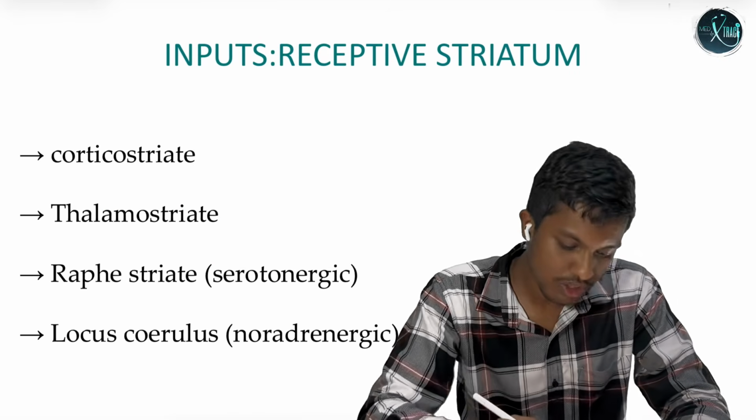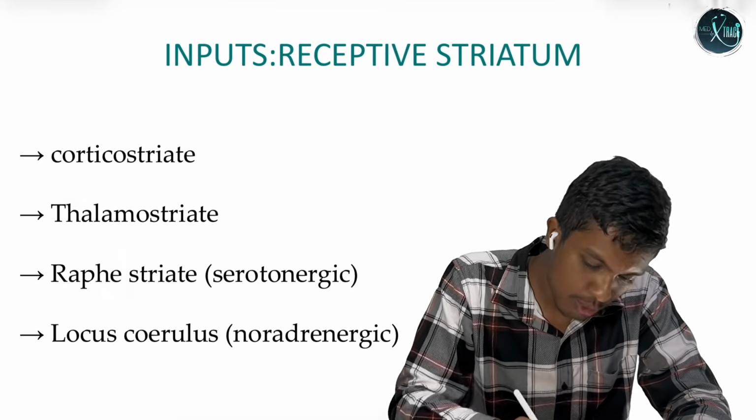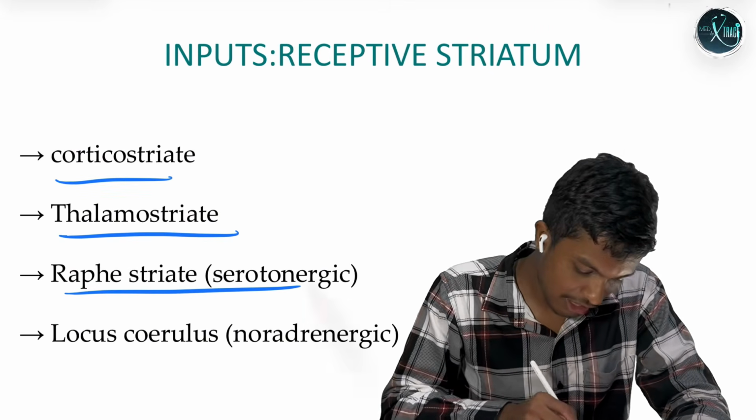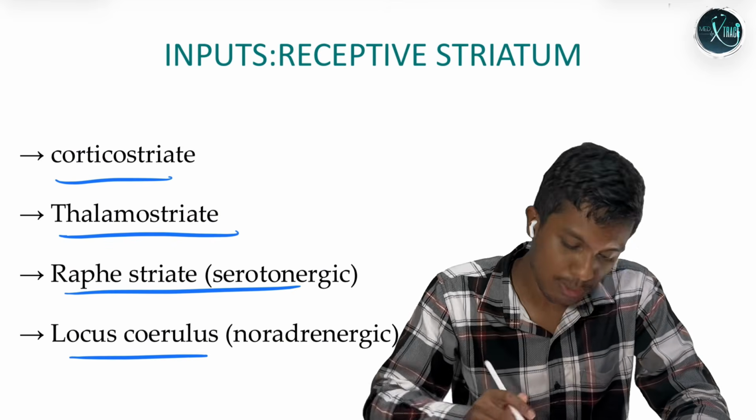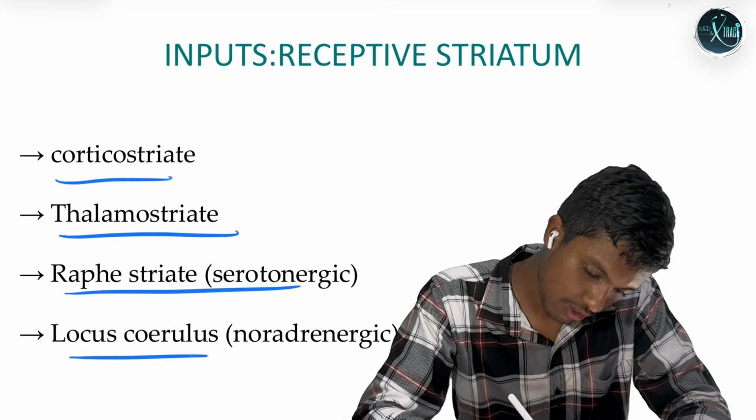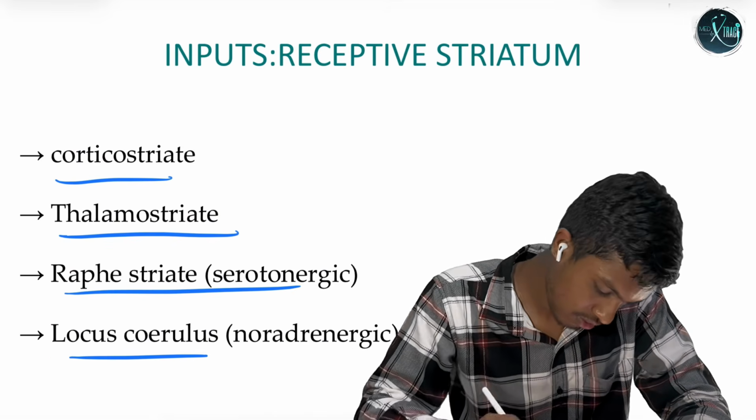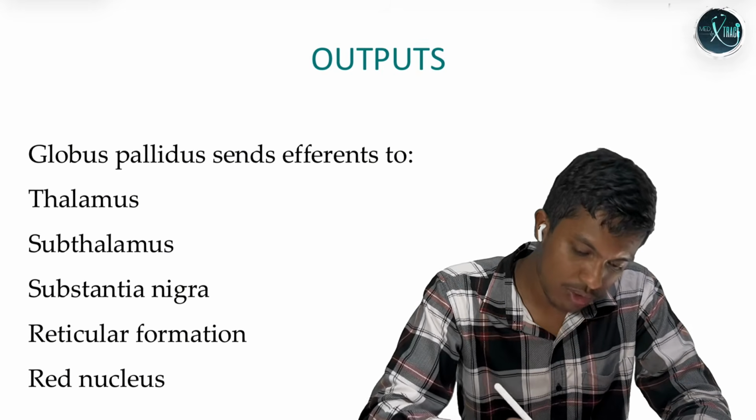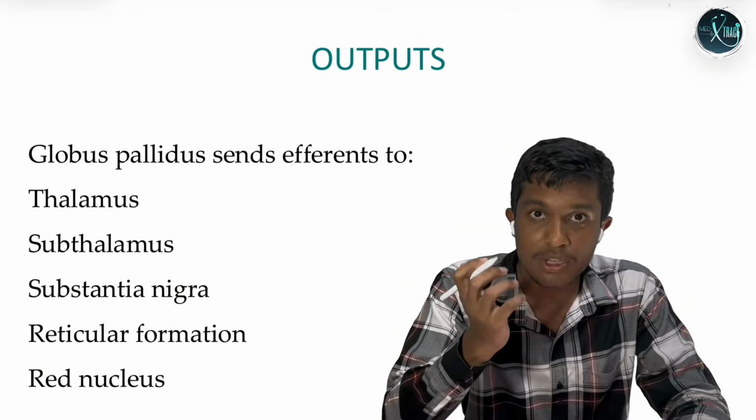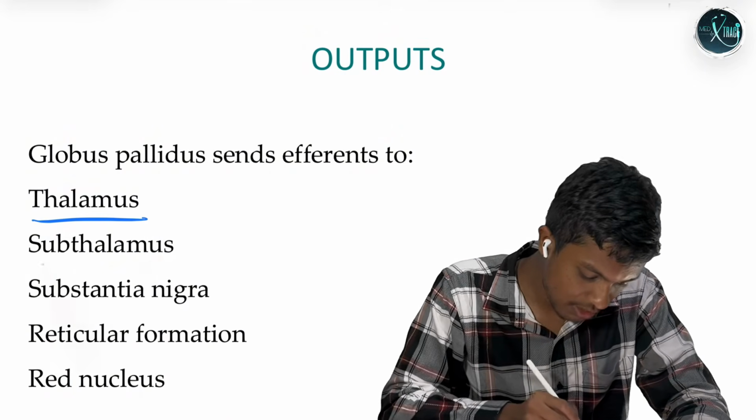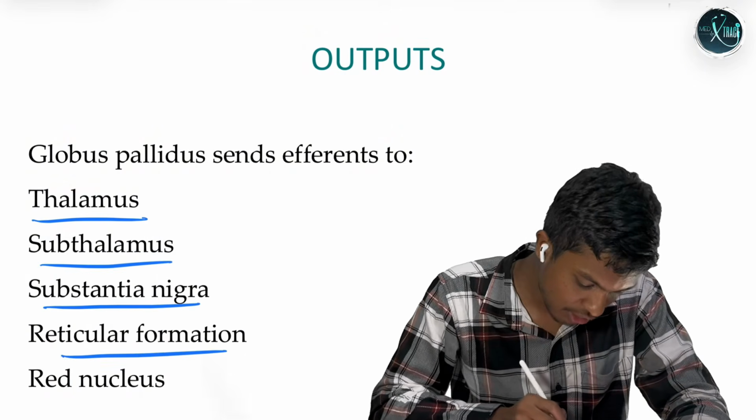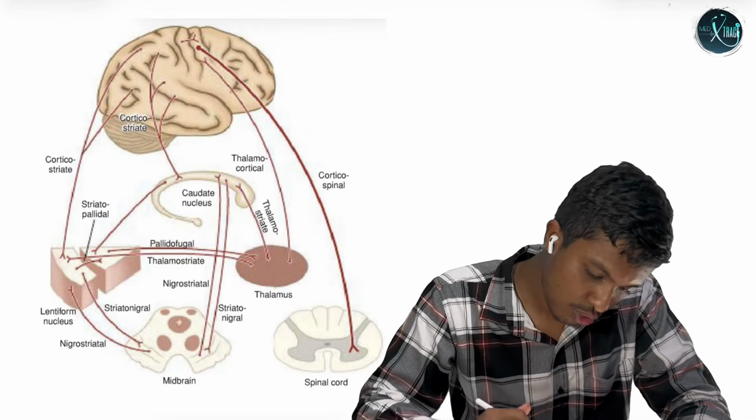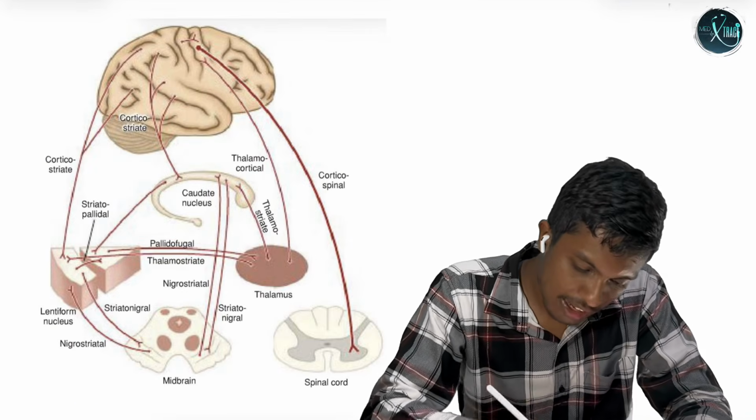Then coming to its connections, inputs include the corticostriate pathway, thalamostriate pathway, raphe pathway, and locus coeruleus pathway. Outputs include various connections from the globus pallidus internus to the thalamus, subthalamus, substantia nigra, and reticular formation, along with the red nucleus.